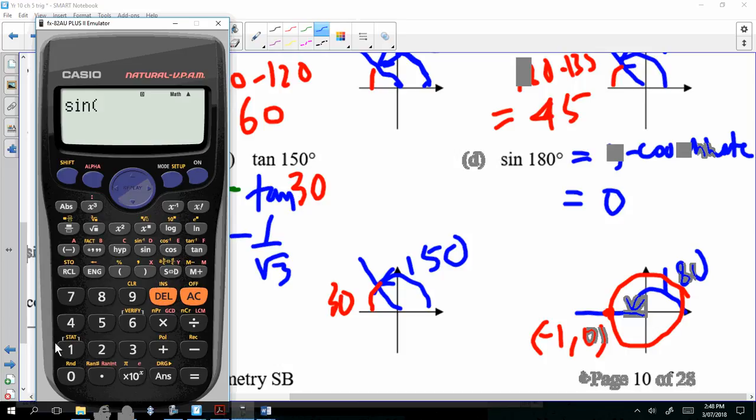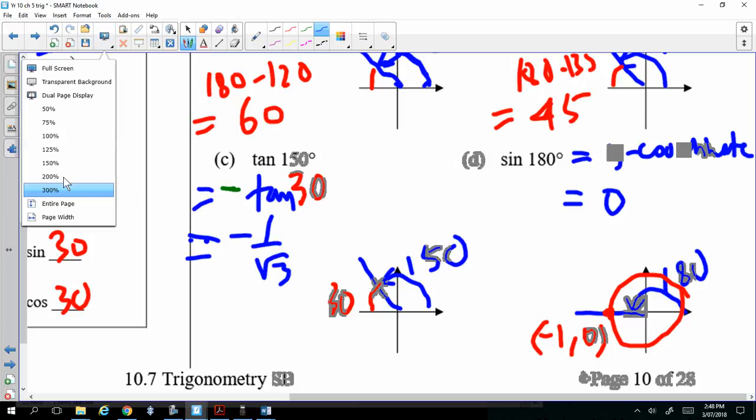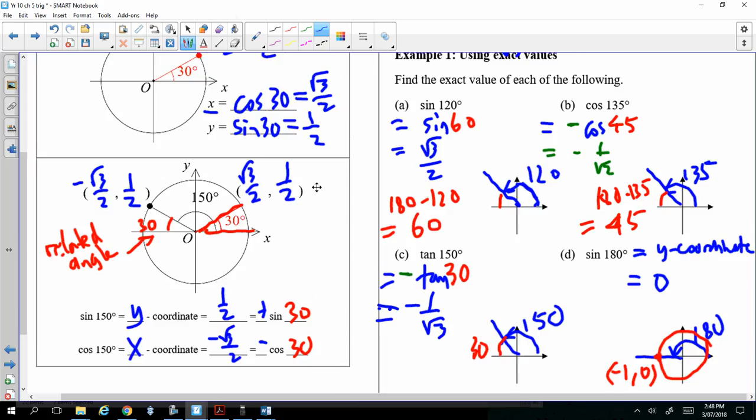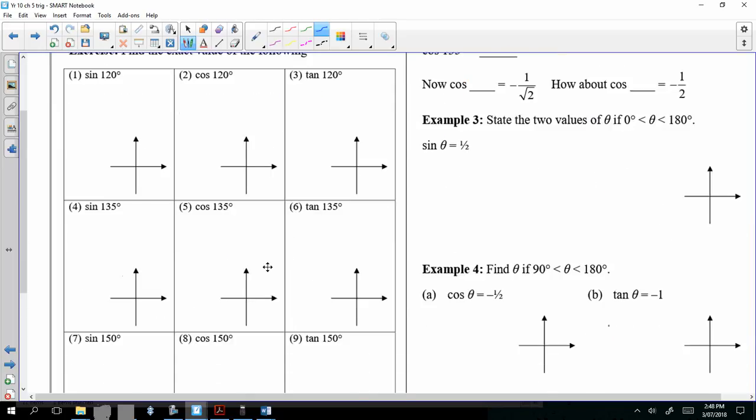Alright, so there are some practice questions you could try on the next page with answers at the bottom. Have a try doing this method. Try this. Alright, try this now. Have a try.